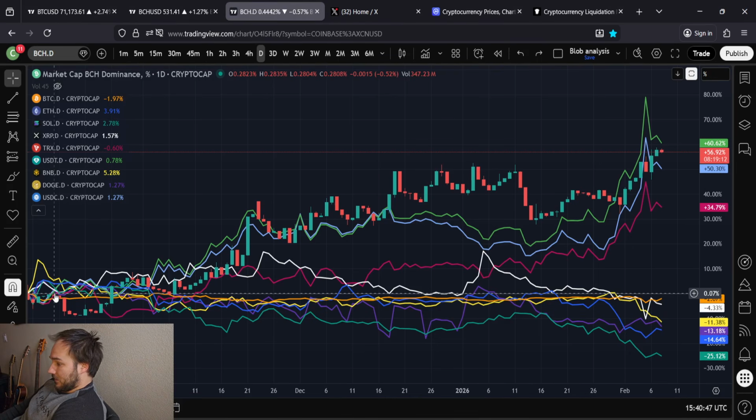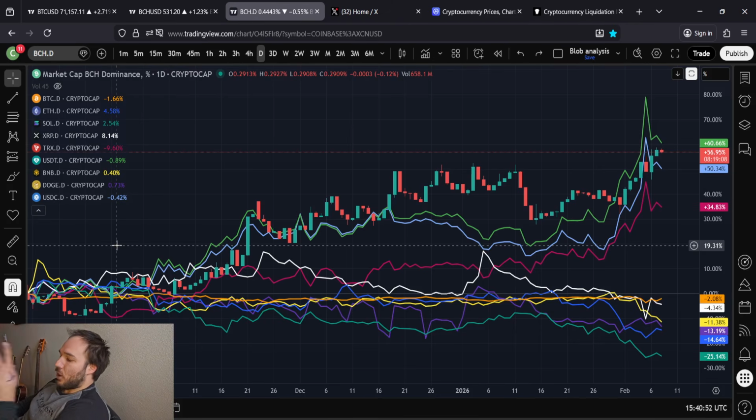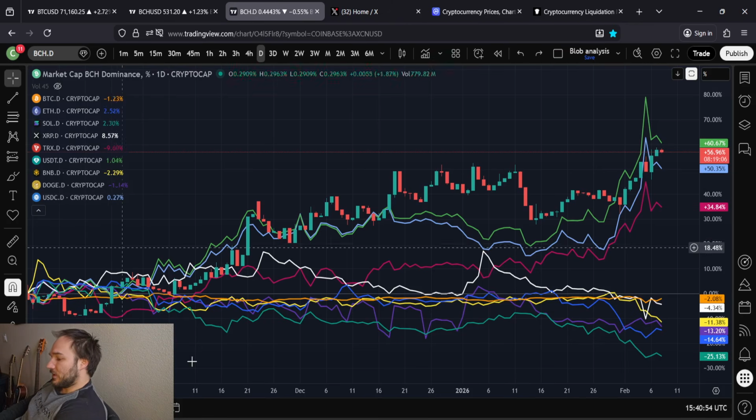Since October 10th, there are 3 assets out of the top 10 that have outperformed everything as far as market cap dominance goes. And again, what is market cap dominance? Market cap dominance is not the same thing.